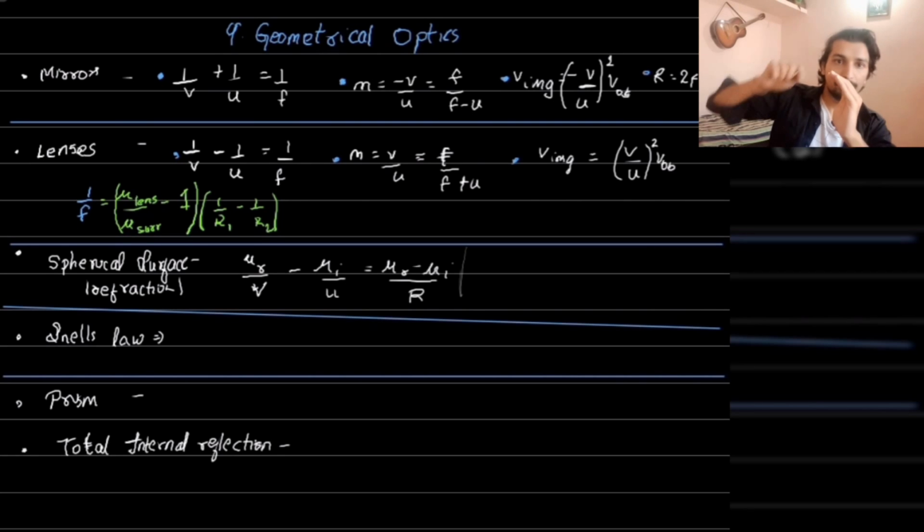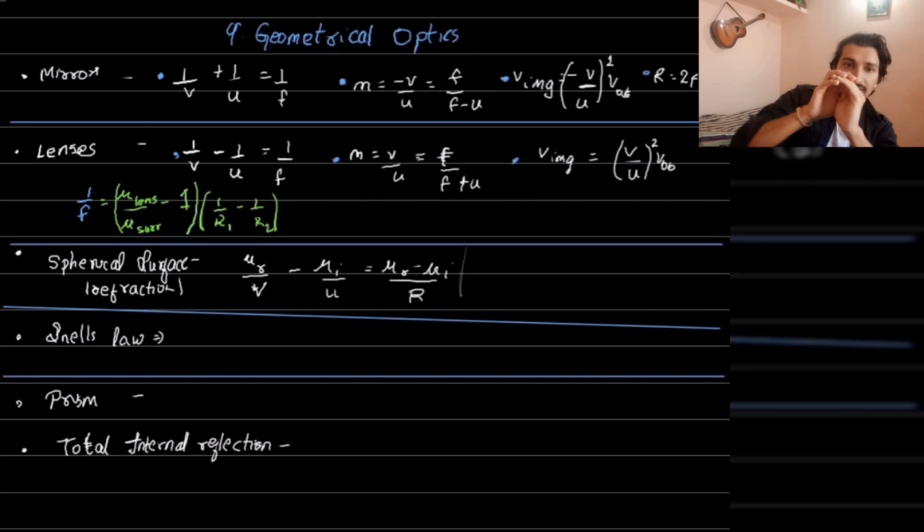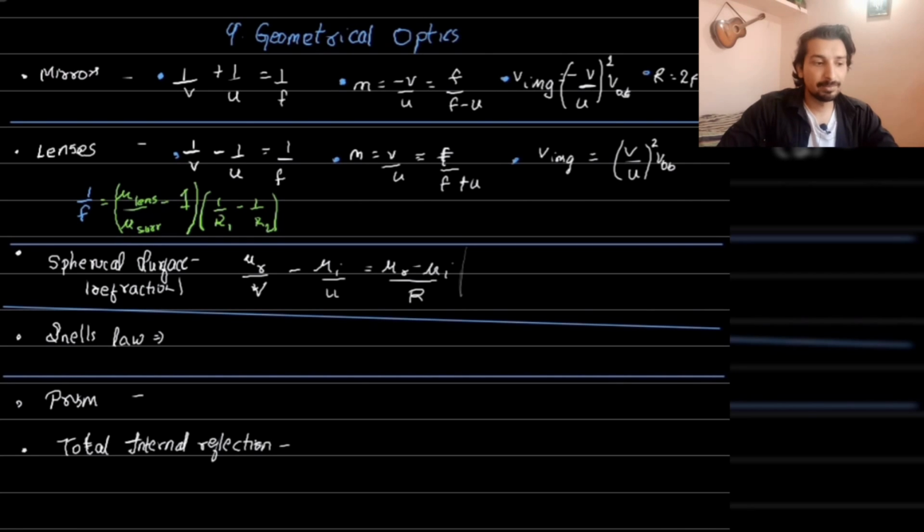Okay, mu refracted will be what? Refractive index of this glass, that is refracted, because light is getting refracted inside this medium. Mu incident is how much? It will be 1, because mu incident is air if it is coming from air, or if it is some other surface, you need to put that. And v and u, you know, image distance and object distance. R is the radius of curvature of the surface.